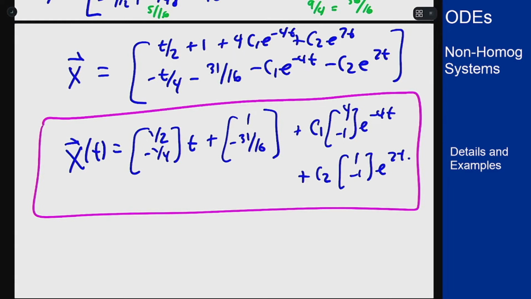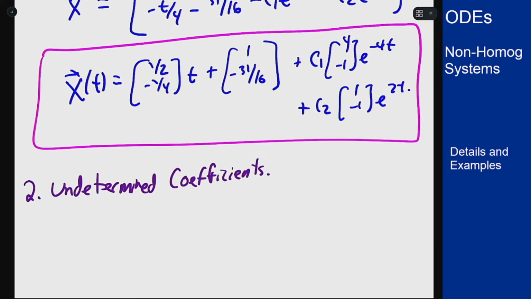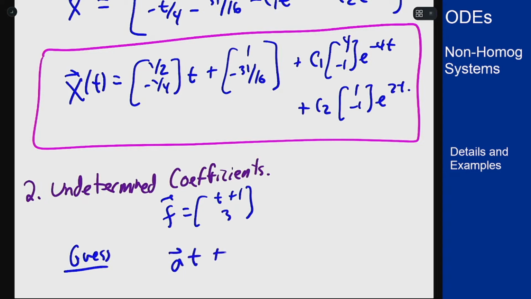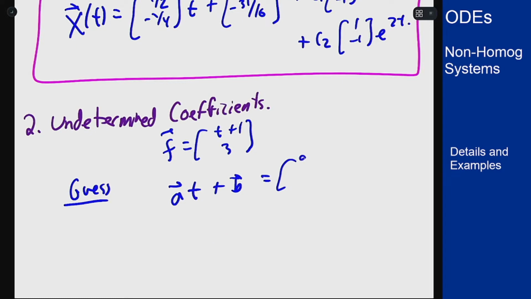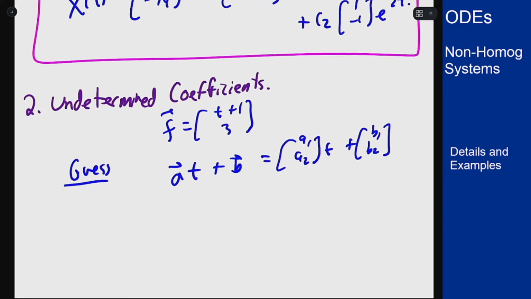Method 2, undetermined coefficients. Based on our non-homogeneous part, which was t plus 1 and 3, our guess should be a t plus b, but now these are vectors. So we'll have a1, a2 times t plus b1, b2. And now we need to plug this into both sides of the equation. For the derivative, that one's easy. This is just a1, a2, because the t goes to 1 and the constant term goes to 0.